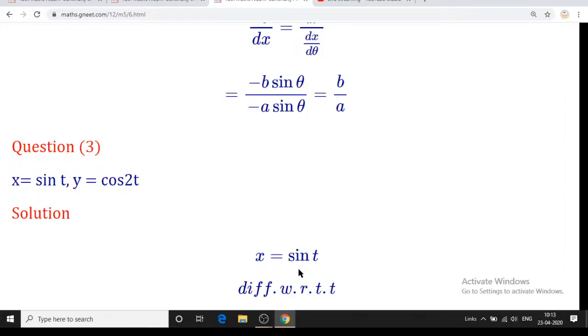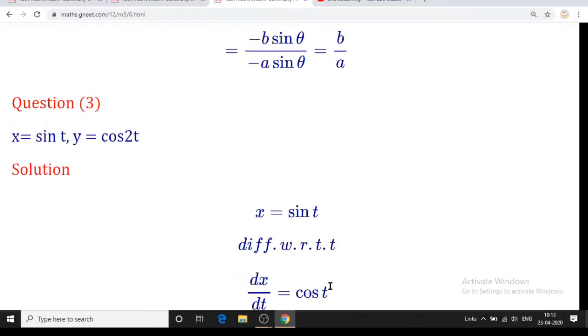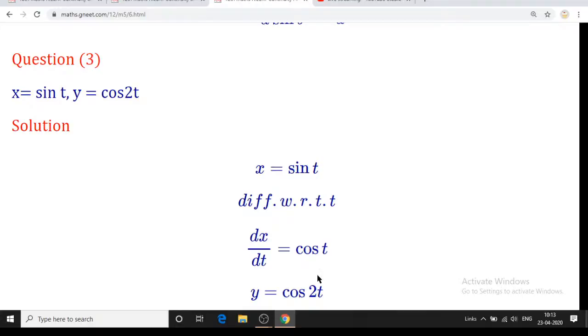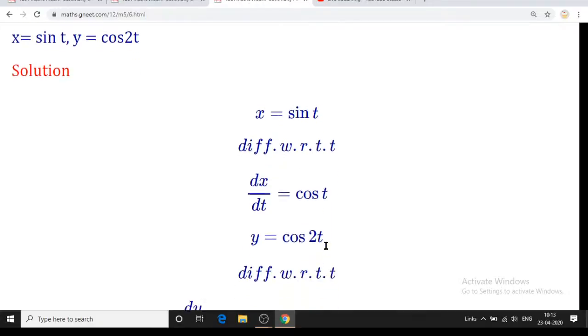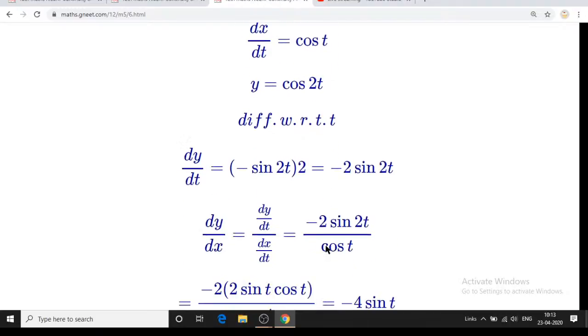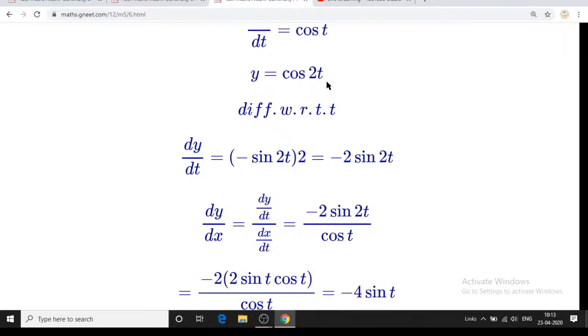Now x is sin t, so we will differentiate with respect to t. What we get is dx by dt, the derivative of sin is cos t. Now we will go for the y. y is cos 2t. Differentiating with respect to t, we get dy by dt as minus sine 2t into the derivative of 2t, that is 2. So we get it as minus 2 sine 2t.